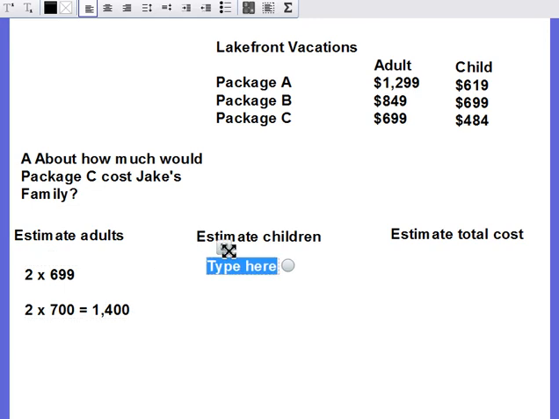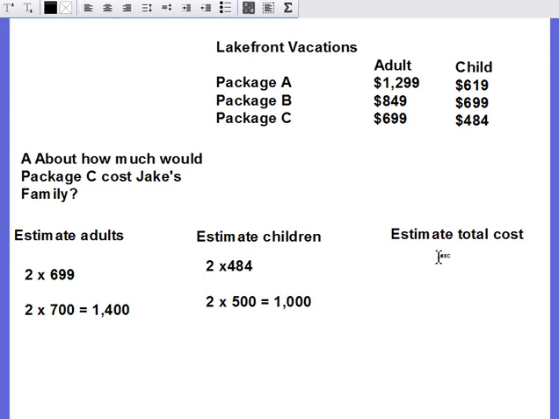Okay, estimate for the children. Since there's 2 children, we're going to take 2 times the price for a child, which is 484. Okay, so I'm going to round 484 to 500. So 2 times 500. 2 times 5 is 10. Add my 2 zeros. So the estimate for children would be $1,000.